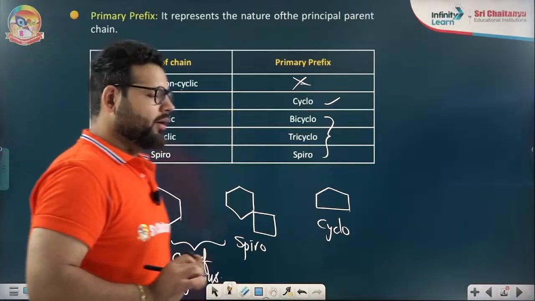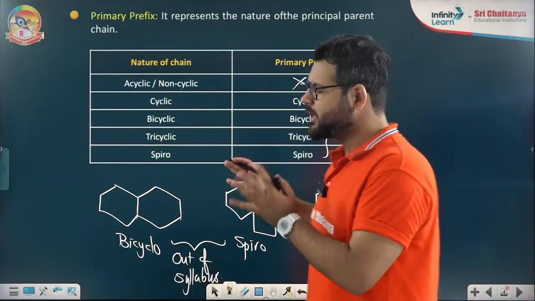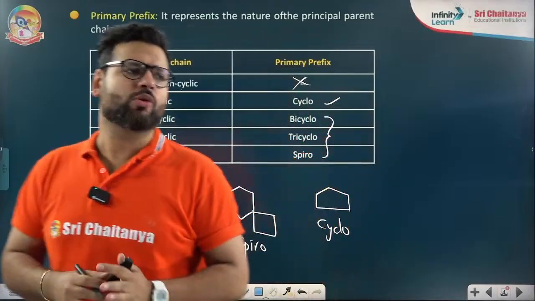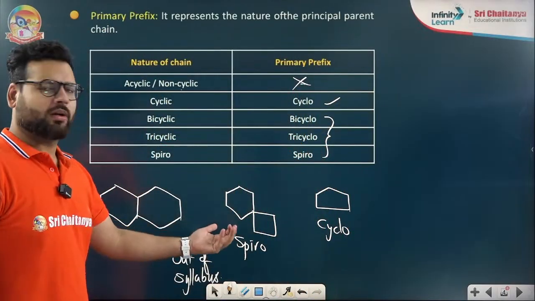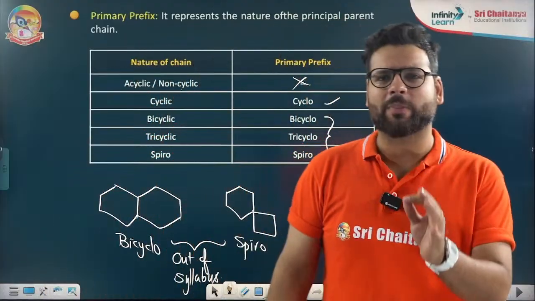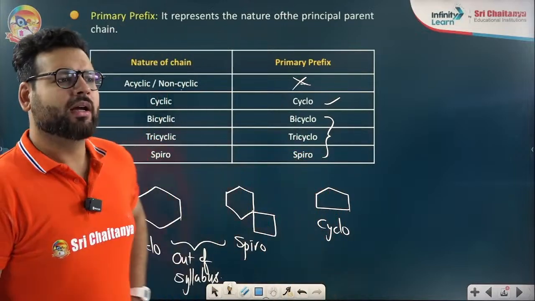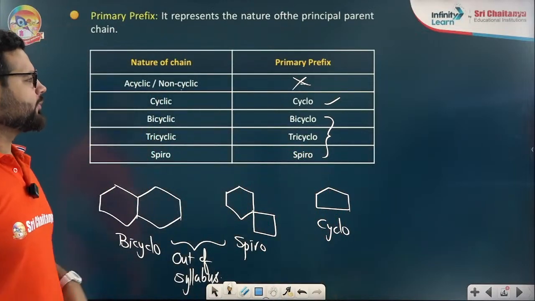When it comes to the isomerism part, then you might be required to draw them. You don't have to know their names. But in the isomerism part, I'll give you some complicated questions where spiro and bicyclo also will be made. Okay. Next, let's move to the next one.